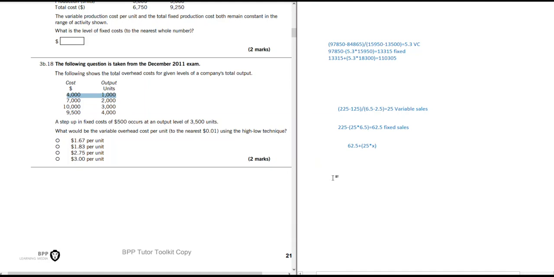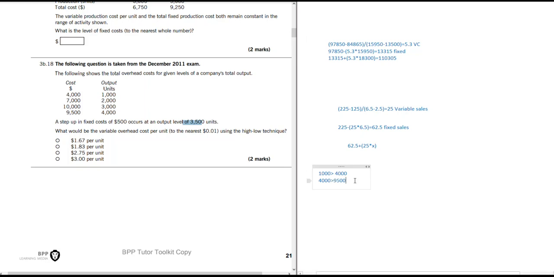So the high units is 4,000, the cost of which is 9,500, and the low unit is 1,000, the cost of which is 4,000. If we look at 1,000 units, they are not more than 3,500. So the 1,000 units cost is 4,000, but the units are not more than 3,500. So there is no step cost. But if we look at 4,000, there is a step cost. The cost of it is 9,500.